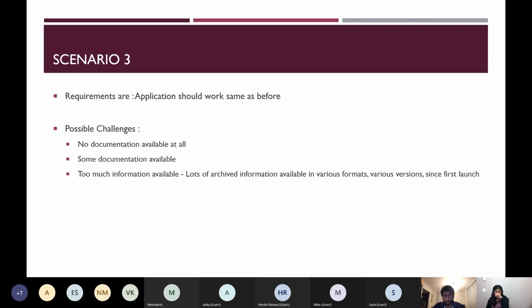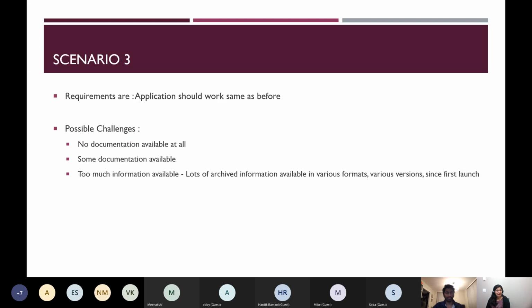Right. Next one, application. And this is my favorite one. And I just scream from within when I hear requirements like these. Application should work same as before. So there should be no change, but hey, we are refactoring everything. Let's just change a bunch of stuff, but hey, it should be the same as before. And we hear that quite often.